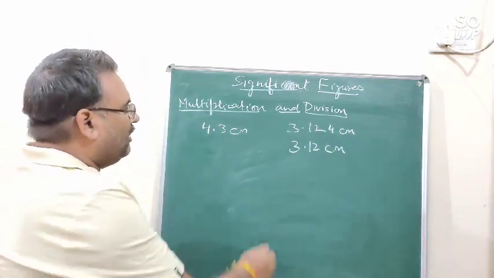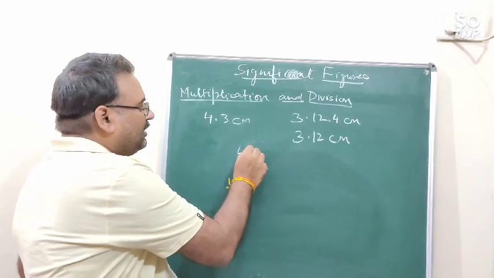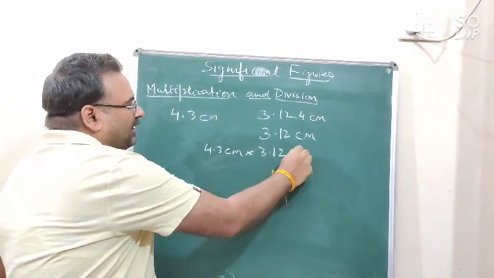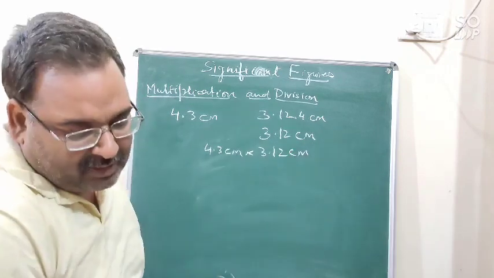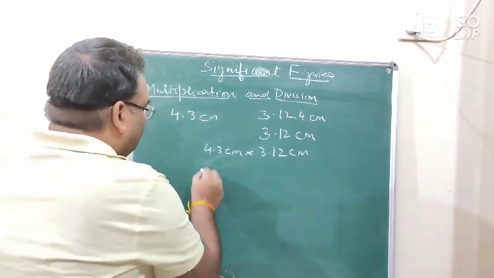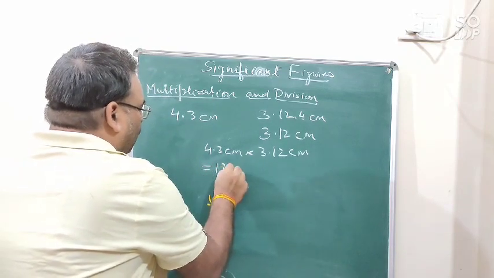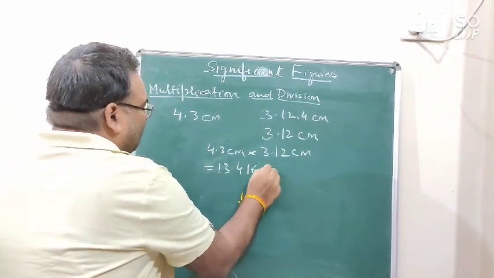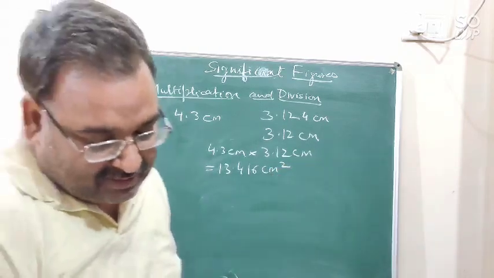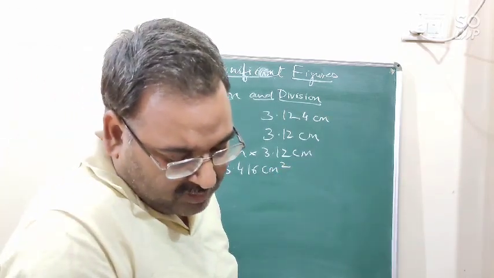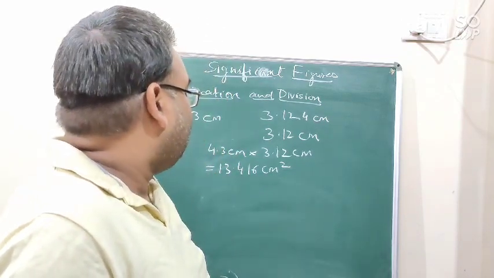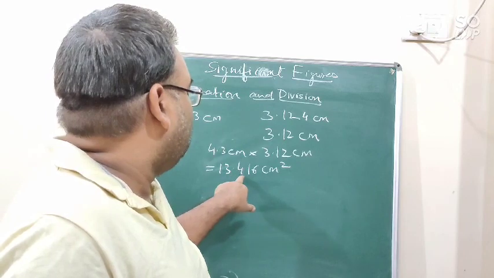3.12 centimeter. Is it clear? Then we will do the multiplication. So 4.3 centimeter into 3.12 centimeter. This is to be multiplied. The answer is 13.416 centimeter square. Is it clear? This is the answer, 13.416 सेंटीमीटर स्क्वायर. अब इसमें कितने सिग्निफिकेंट फिगर्स हैं? 1, 2, 3, 4, 5.